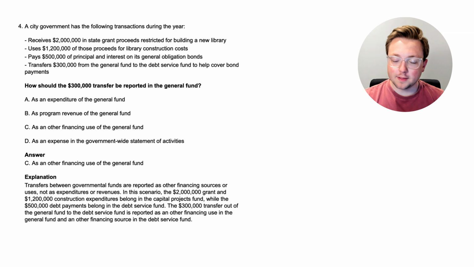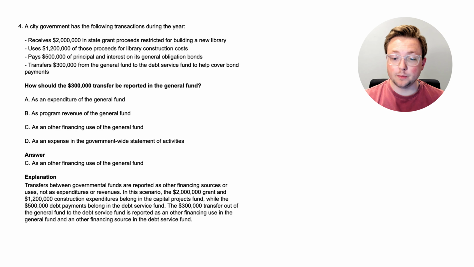All right, here we are. The answer is C, as an other financing use of the general fund. So let's go through this. Transfers between governmental funds are reported as other financing sources or uses, not as expenditures or revenues. So if you're transferring something from, let's say, the general fund to the special revenue fund, or from the general fund to the capital projects fund, where you're staying within the governmental funds, it's going to be an other financing source or use, not an expenditure or revenue.